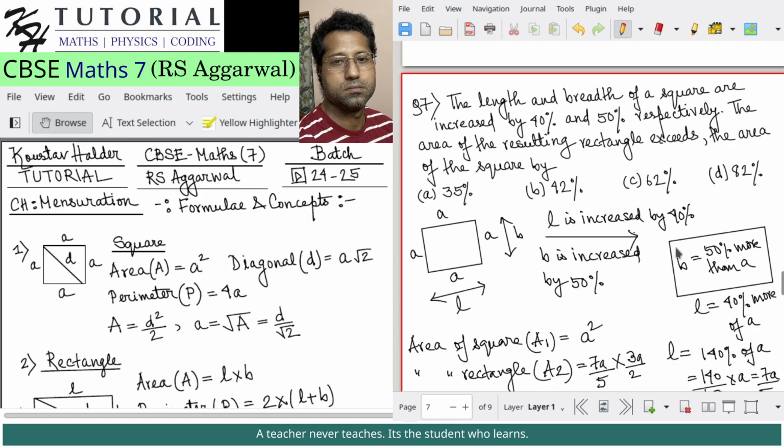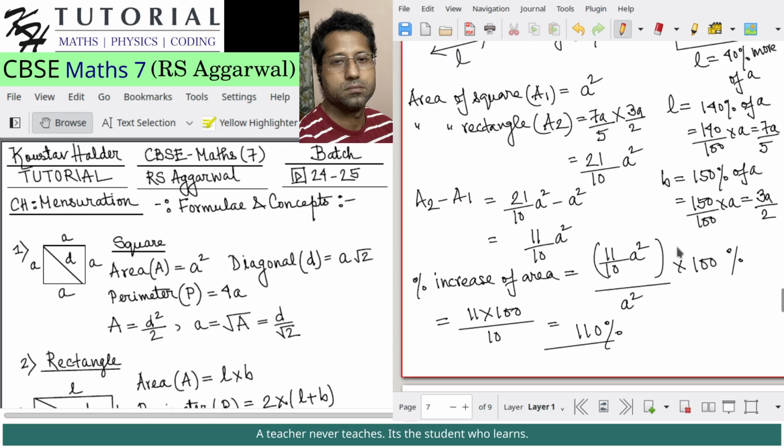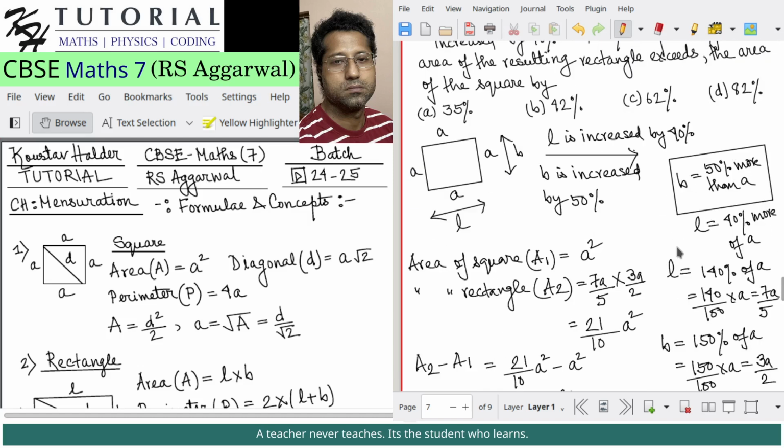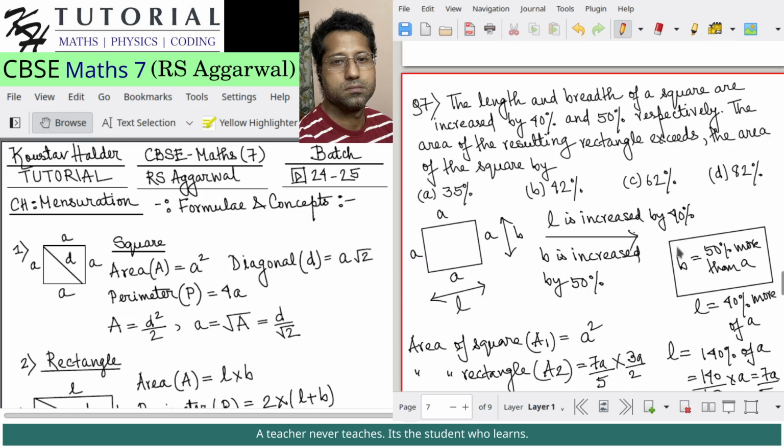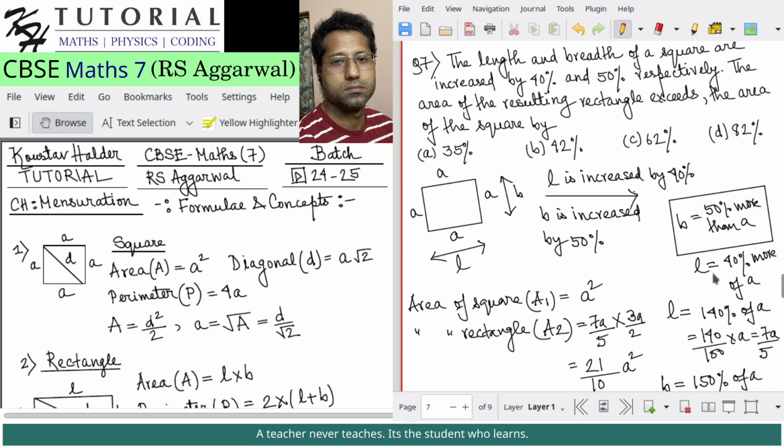And we do not have any choice of 110. The area of the resulting rectangle exceeds the area of the square by... let me see if I have done anything wrong while doing the calculation of percentage. So initially we had a square where the length and breadth were both equal to A. When the length was increased by 40%, the length of the rectangle will be 40% more than A.